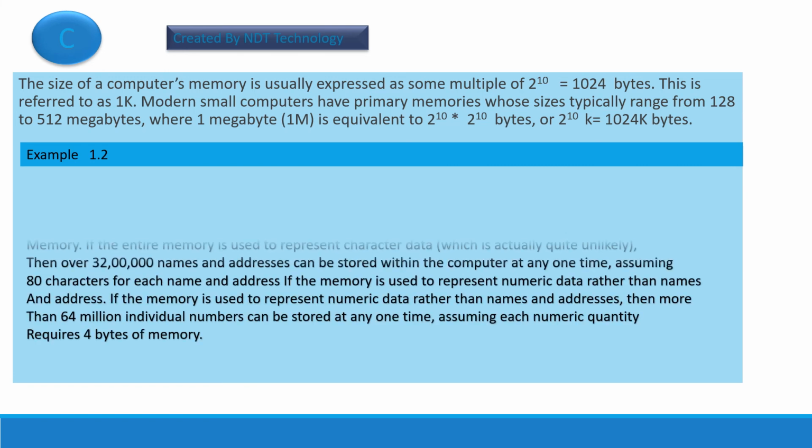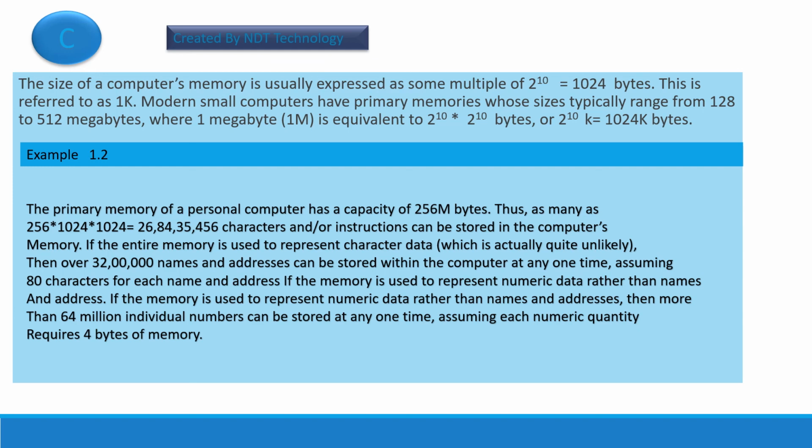Easy, right? Here you can see a personal computer's primary memory has a capacity of 256 megabytes. That is 256 times 1024 times 1024, which means 268435456, that is 26 crore 84 lakh 35,456 characters, 26 million, 84 lakh, 35,456 characters, or instructions, that can be stored in the computer's memory. So you can think that with 256 megabytes of memory, we can store over 26 crore instructions in our computer memory.